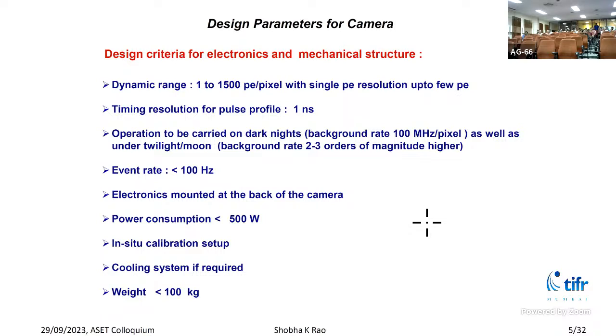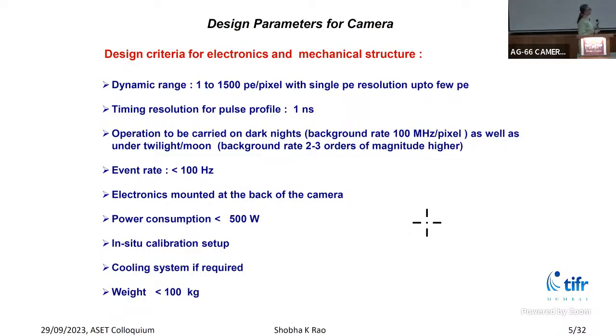This is for the purpose of gain calibration. Then pulse profile should be recorded in 1 nanosecond waves, and observations will be carried out on dark nights as well as under twilight and moonlit part of the night when night sky background is quite high. Now, event rate is expected to be in the range of 20 to 30 Hz for dark night, and on bright part of the night it could be higher. So electronics should be able to handle event rate up to 100 Hz.